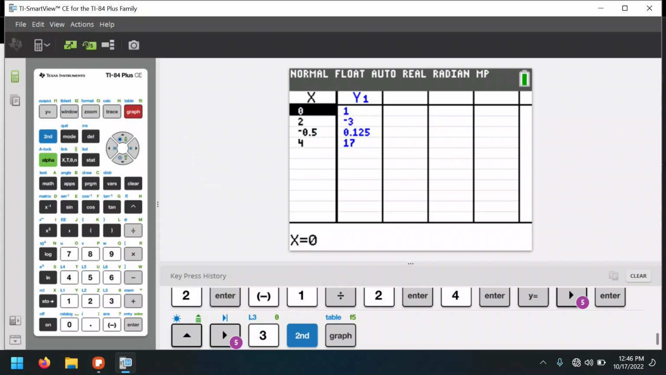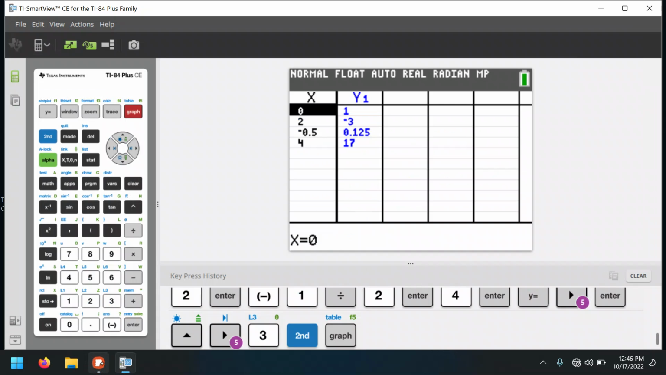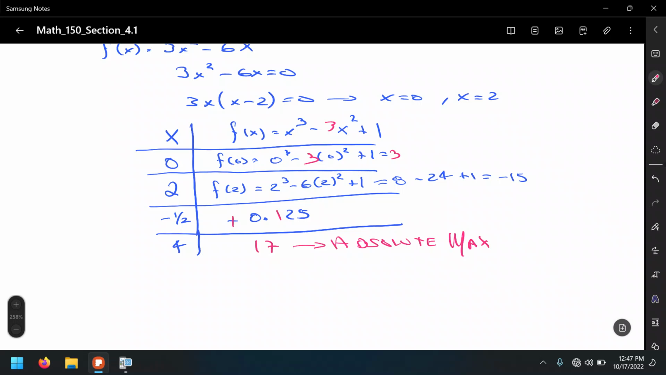So the values become 0.125 and 17. That's going to change a lot. This is the absolute max. And the absolute min would be the smallest in this case. What was that, negative 3? So that's the absolute min in this case, right?